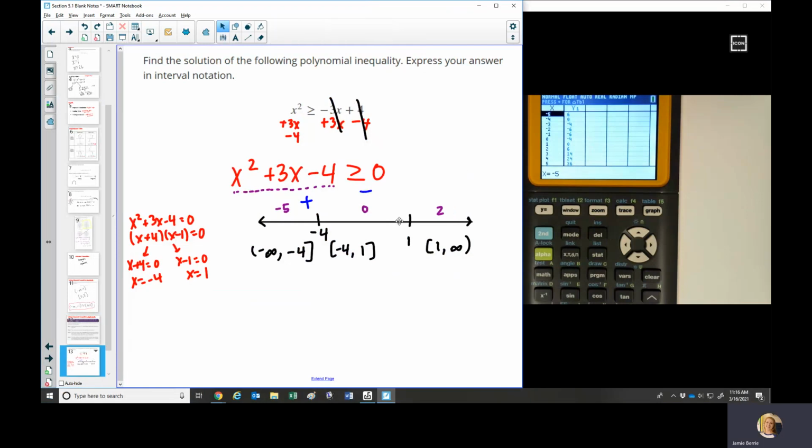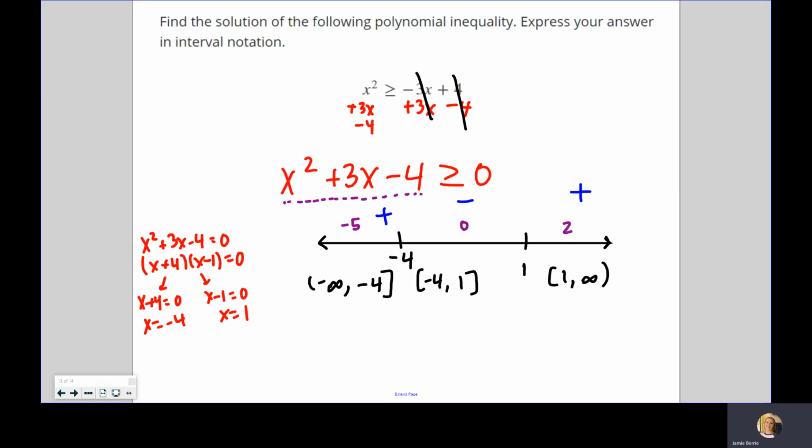Whoopsie. Try that again. Positive. All right. So now let's finish solving this. It says we're looking for where this polynomial is greater than or equal to 0. So we're going to use the positive interval. So this was one of our answers. And then this is one of our answers.